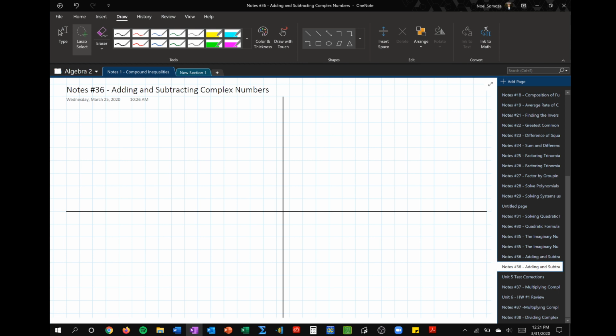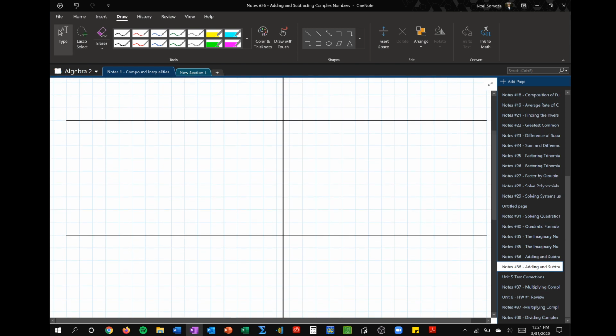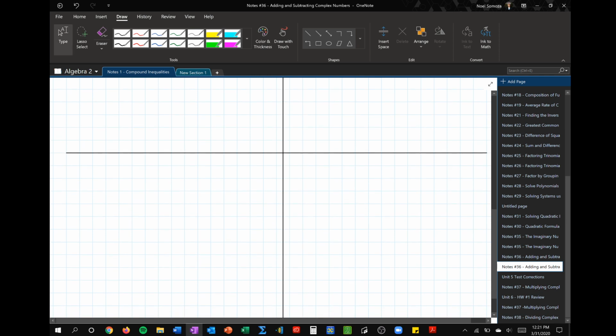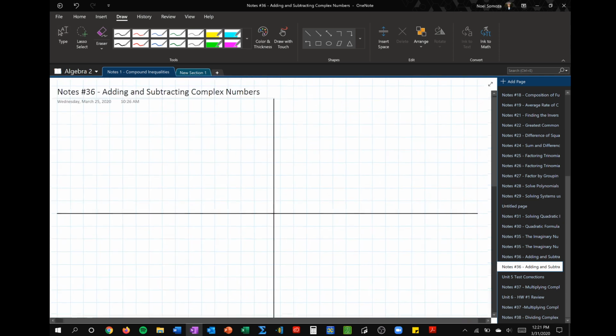Today we're going to continue with the notes that we started last Tuesday. I'm going to jump into notes number 36. The title of the notes is Adding and Subtracting Complex Numbers. For today's notes, you're going to need 1, 2, 3, 4, 5, 6, 7, 8 boxes. That should be enough.